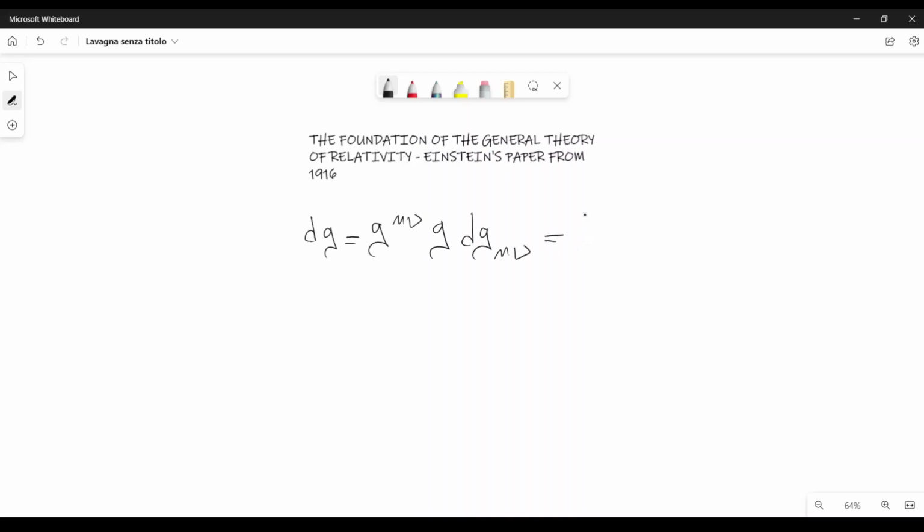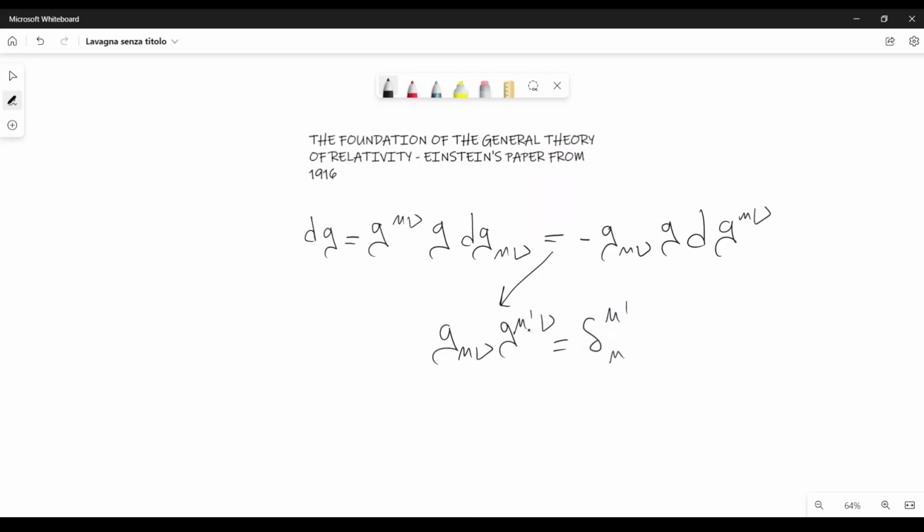And he also says that this is equal to minus g g_{μν} with the lower indices times the differential of g^{μν} with upper indices. This second equality is quite easy to verify because we can start from this identity: g^{μν} times g_{μ'ν} is equal to the Kronecker delta δ^{μ'}_{μ}.